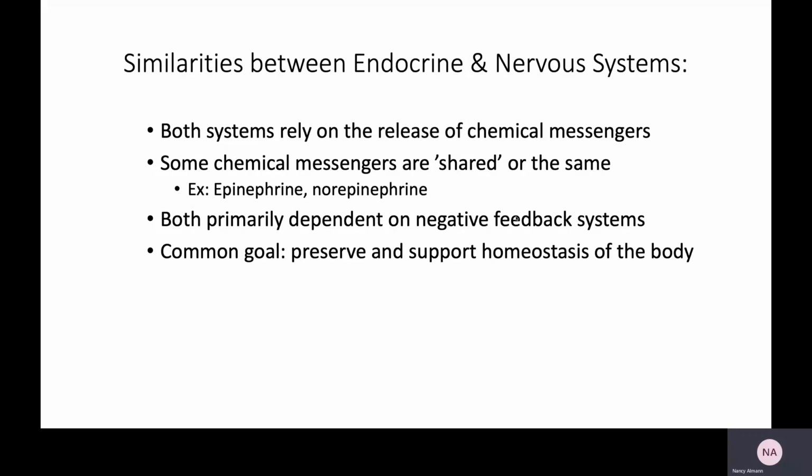What about similarities? Both of them are going to rely on the release of chemical messengers. In the nervous system, you're talking neurotransmitters. In the endocrine system, you're talking hormones. Some of those chemical messengers are actually shared, or they're the same in both systems. Think epinephrine, think norepinephrine. Both are primarily going to be dependent on negative feedback systems. I would know that forever if I were you. Both the endocrine system and the nervous system are primarily dependent on negative feedback systems. They do also have a common goal, which is to preserve and support homeostasis of various functions in our bodies.